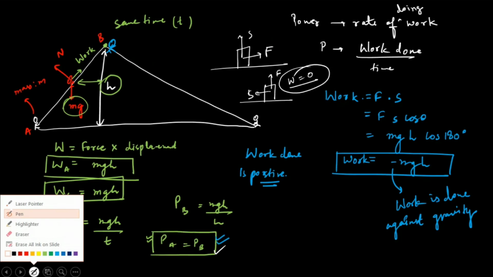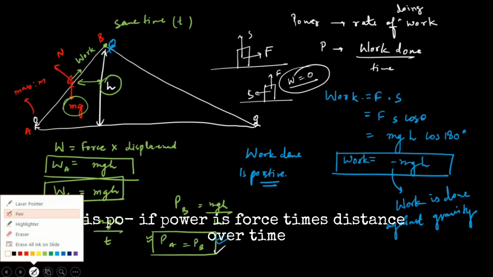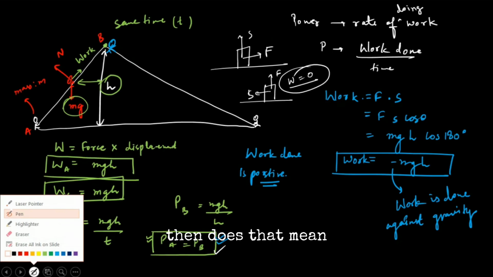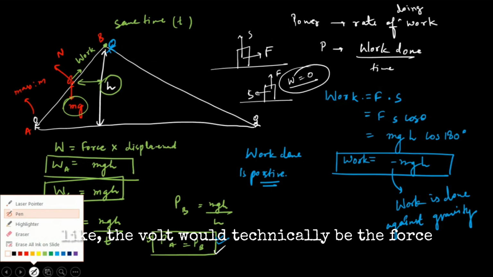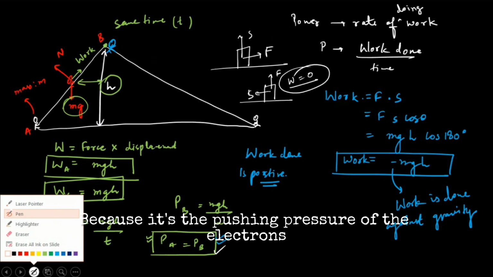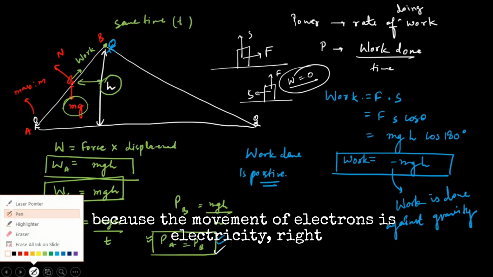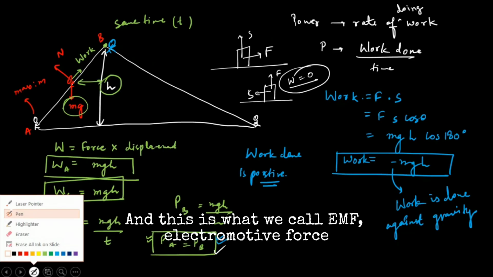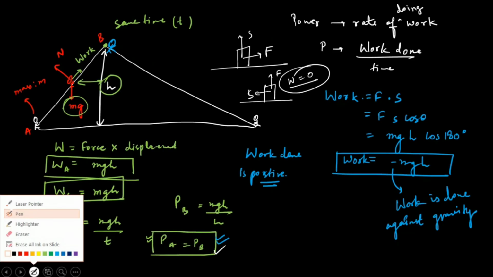Okay. If power is force times distance over time, then does that mean the volt would technically be the force, because it's the pushing pressure of the electrons, because the movement of electrons is electricity, right? And this is what we call EMF, electromotive force. I don't understand this thing. This is the rarest thing happening to me in this session.